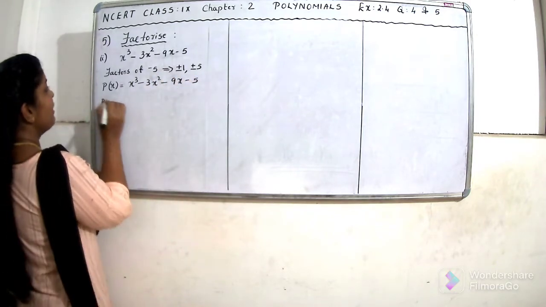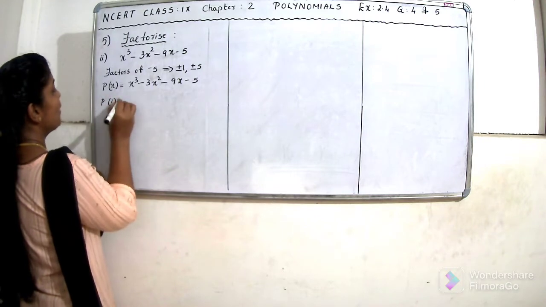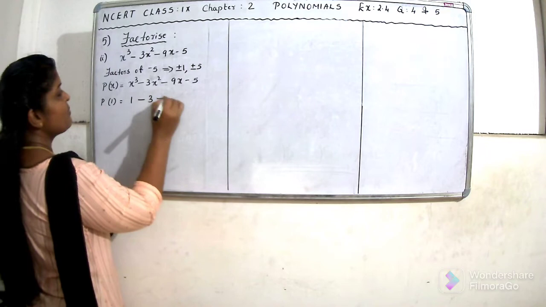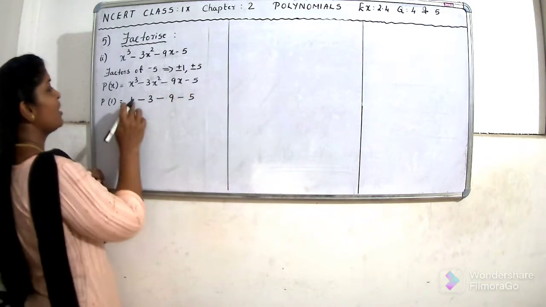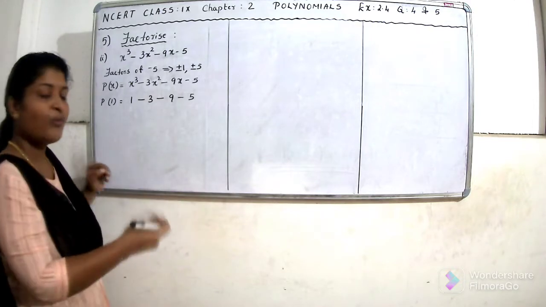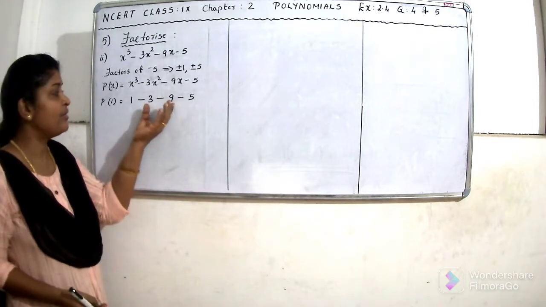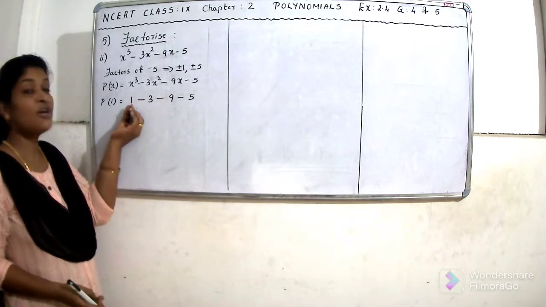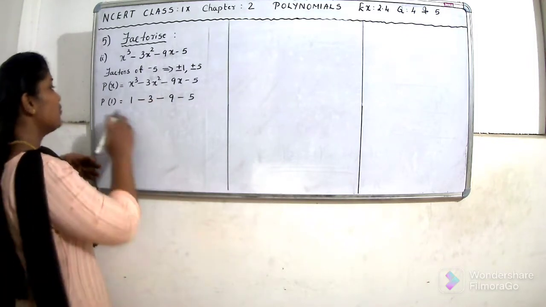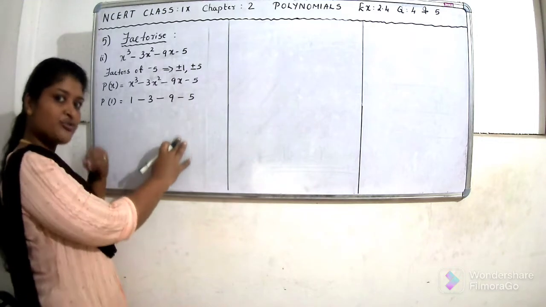First value we are substituting is positive 1. 1 minus 3 minus 9 minus 5. Here only 1 is positive, the other 3 numbers are negative. Obviously the negative part is bigger, so when we are subtracting, definitely we will not get 0. So we are not doing the calculation because we understood.